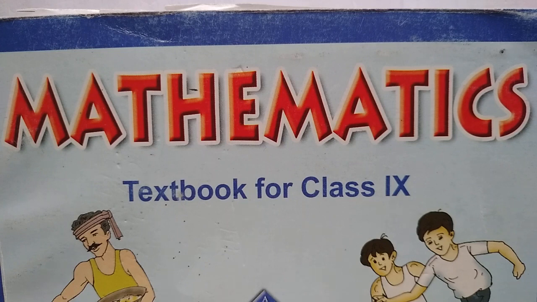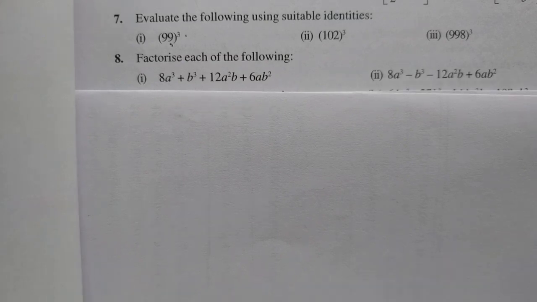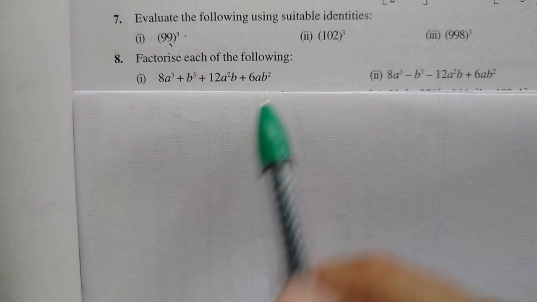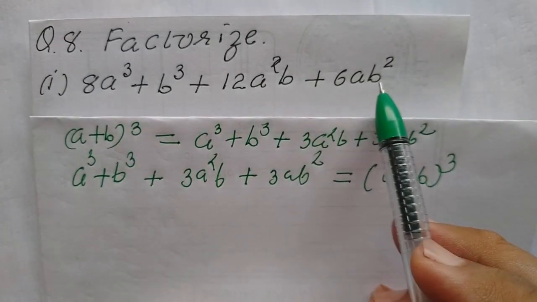Okay, so now let us start our exercise 2.5, question number 8. Factorize each of the following. So let us start, children. First one: 8a cube plus b cube plus 12a square b plus 6ab square. Children, this is our question.